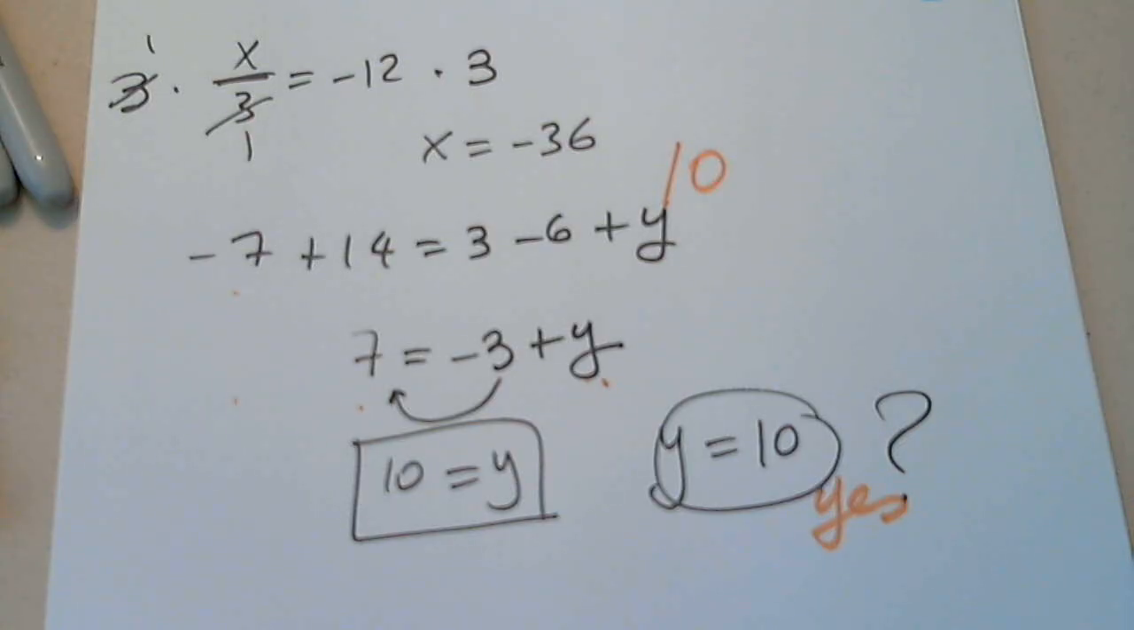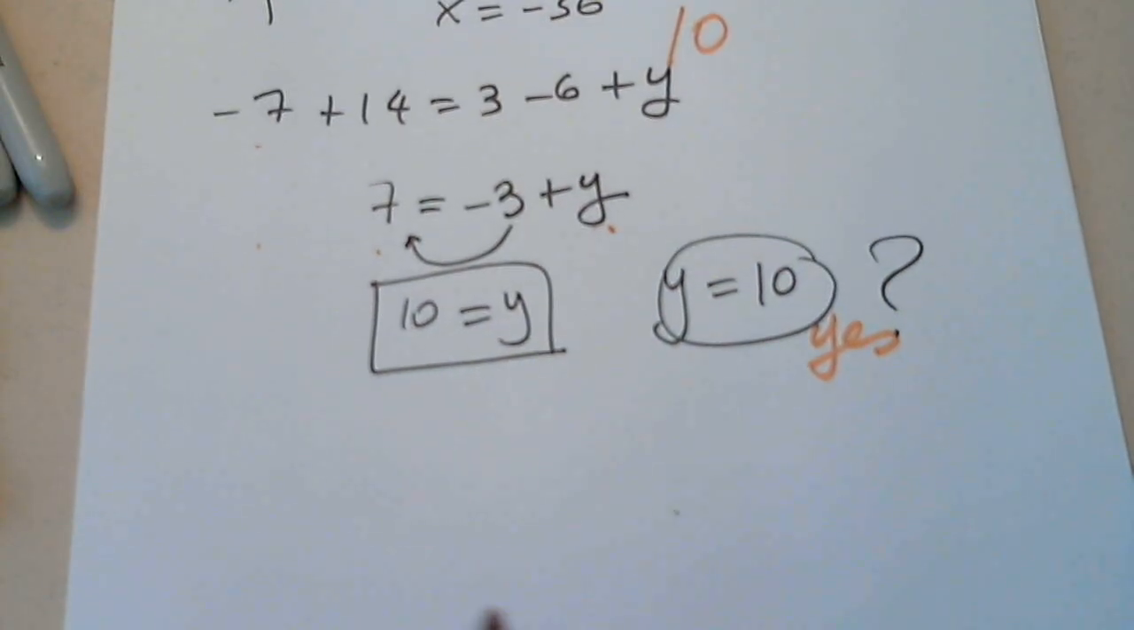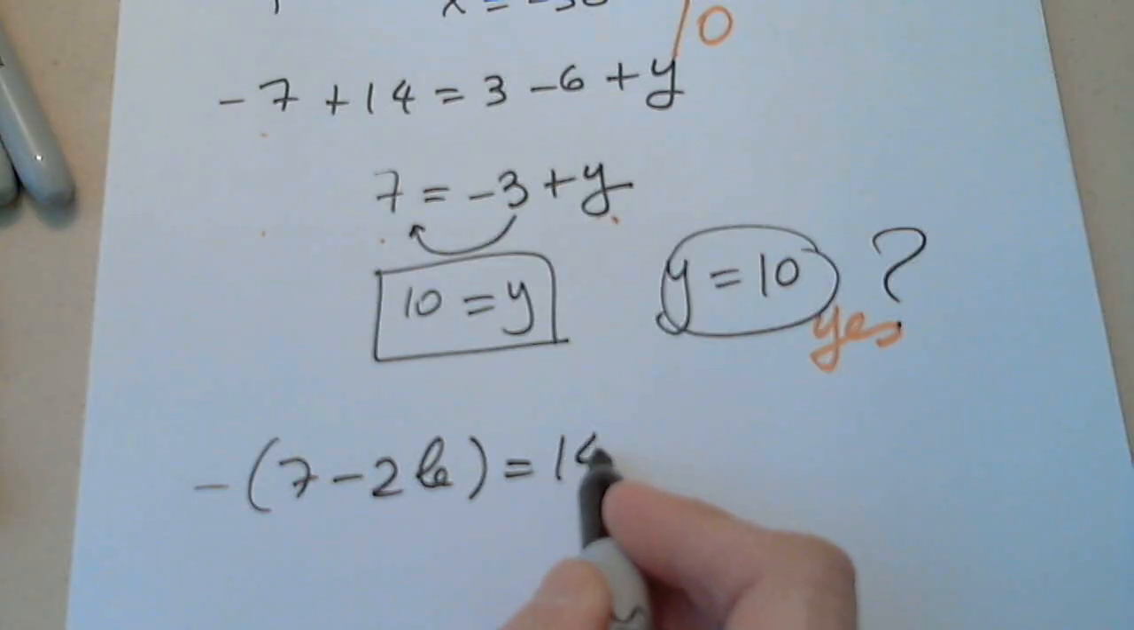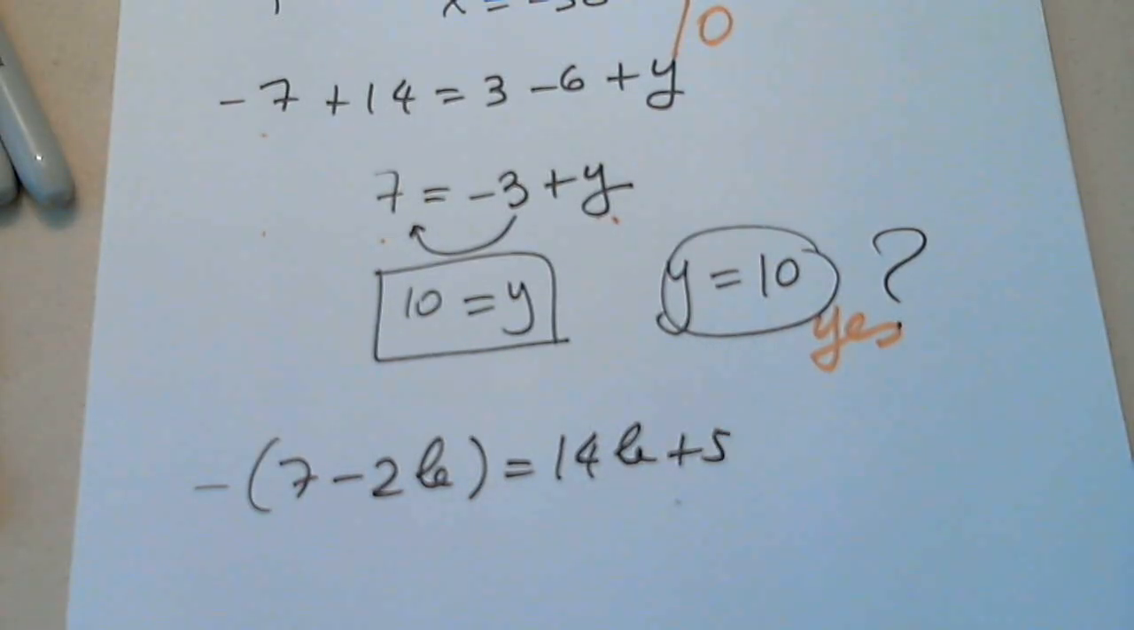Okay, would you like us to work on 18? Yes, please. Okay, perfect. Let's look at 18. And this is negative 7 minus 2b equals 14b plus 5. Can anyone walk us through the first step?